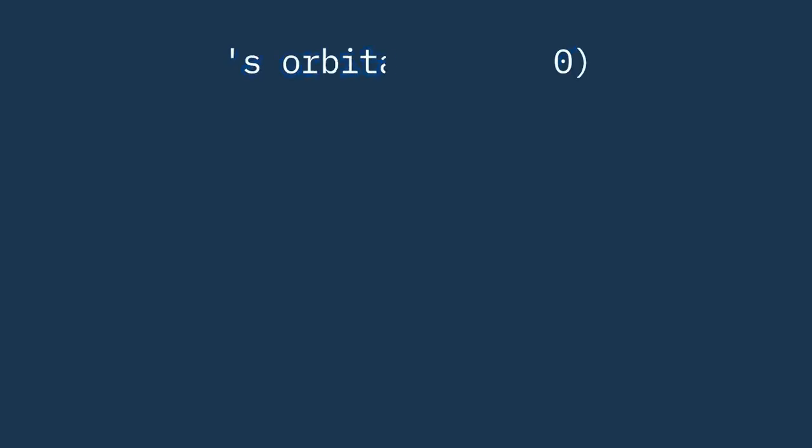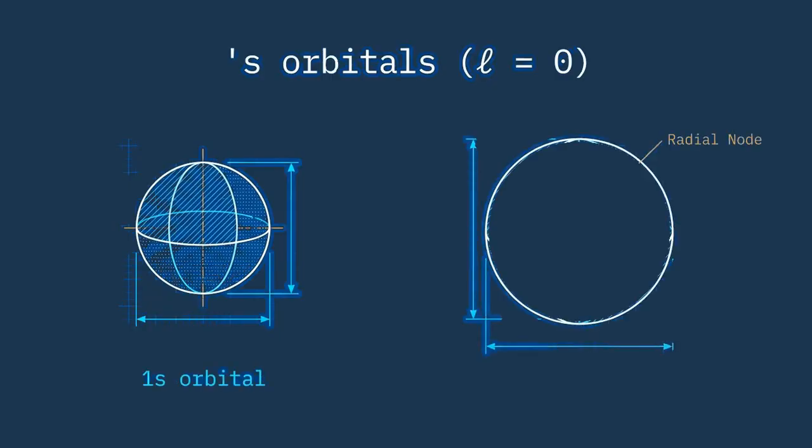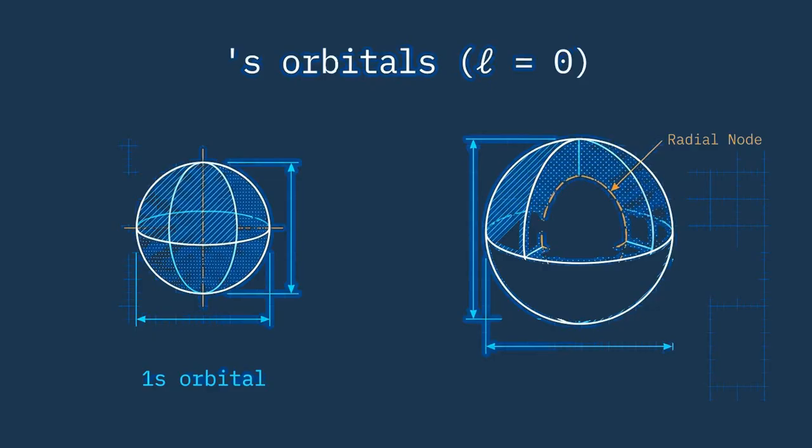Start with s orbitals. These have L equals 0, so there are no angular nodes. The probability density is the same in every direction, giving a spherical shape. The 1s orbital has no radial nodes. Higher s orbitals, like 2s or 3s, are still spherical, but contain spherical shells where the probability goes to 0. These are radial nodes.